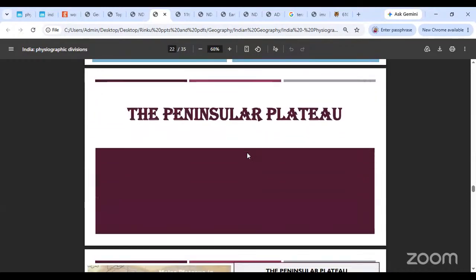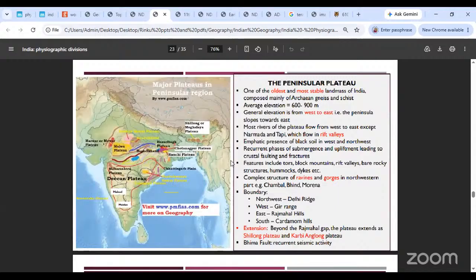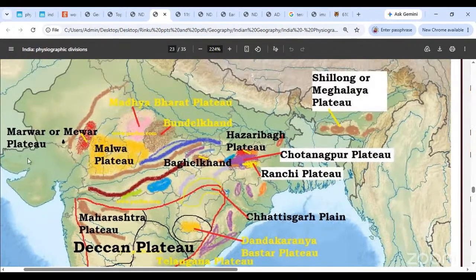Now we move on to the peninsular plateau. Once again, I repeat myself: however many proper nouns you find, just stick to those, because UPSC questions you on the proper nouns. So here we are, the very first one. एक बार ठीक से देख लेते हैं and then उसके बाद आप उसको consider कीजिए.